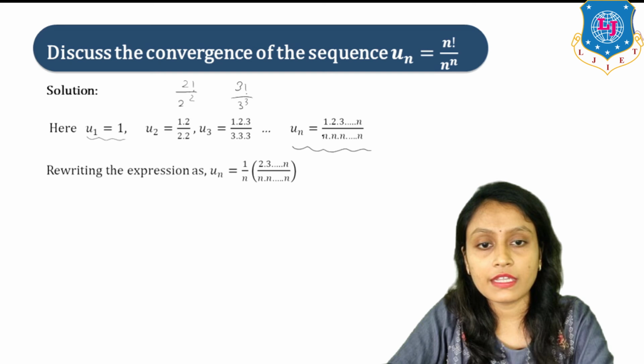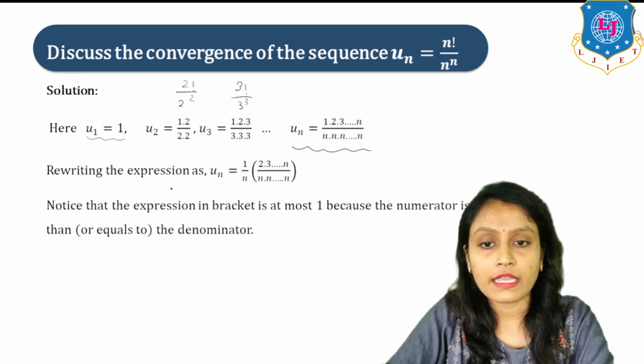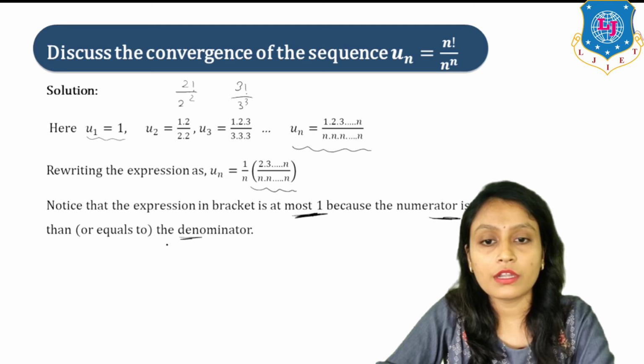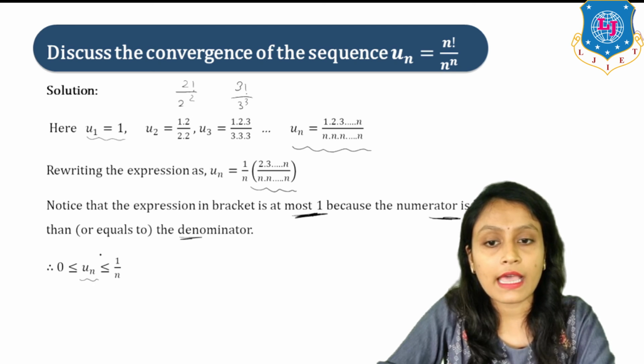This 1 upon n we have taken outside, and in the bracket 2 into 3 up to n upon n times n. Okay, next. Now notice that this expression in the bracket is at most 1. Its answer is at most 1 because the numerator is less than or equal to the denominator, right? So we can say that this un will lie between 0 and 1 upon n.